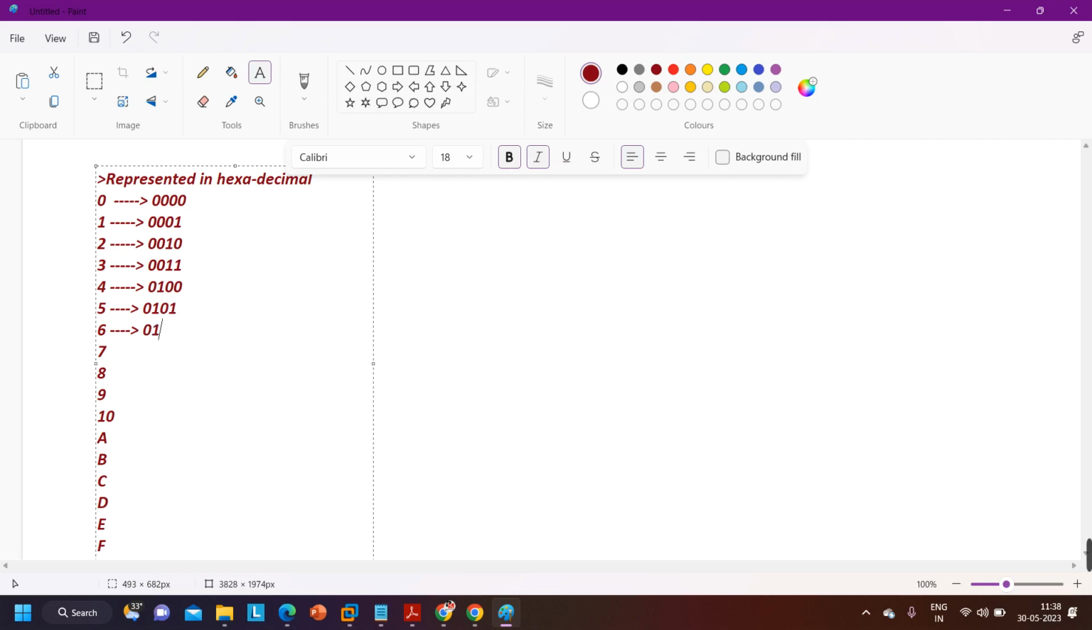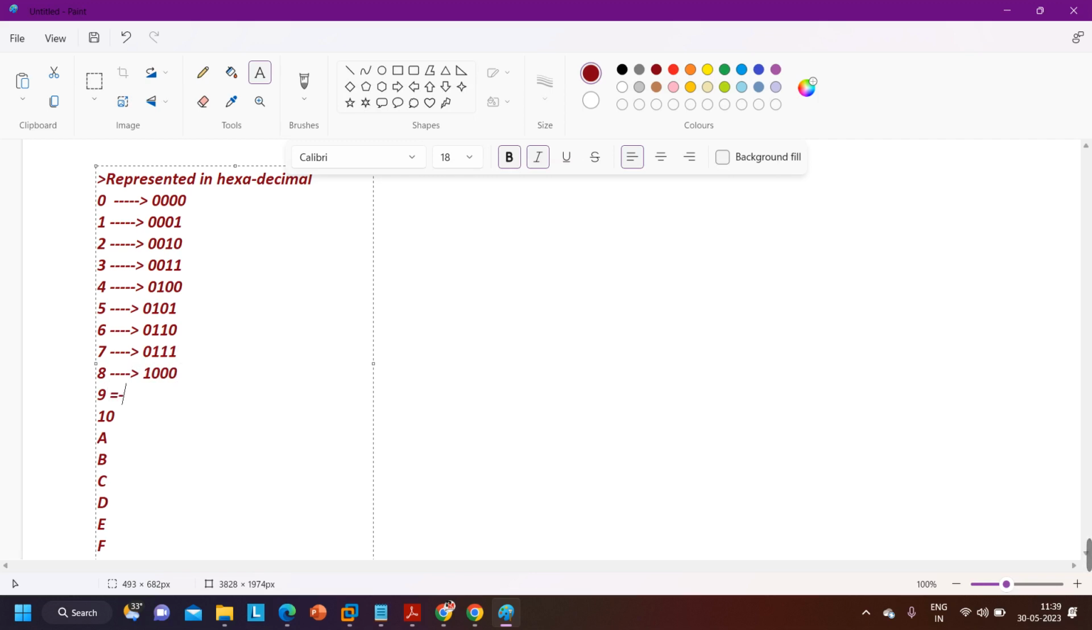The binary of 6 is 0, 1, 1, 0. This one is 4 and this one is 2, so the total is 6. After that, the binary of 7 is 0, 1, 1, 1. Then the binary of 8 is 1, 0, 0, 0. Let me make you understand that also. See, this is the binary of 8.